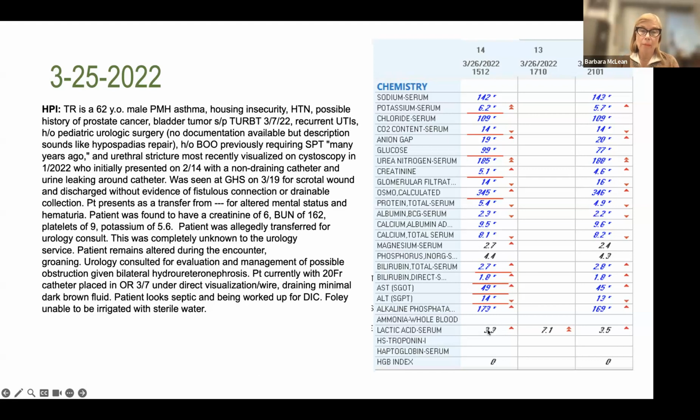Now I want to just take a point here just to remind everybody, as much as you love lactic acid, it is not an indicator of sepsis. You have two types of lactic acid, type A, which is usually from ischemia to the cells, or type B, which is more affected by liver disease and kidney disease.